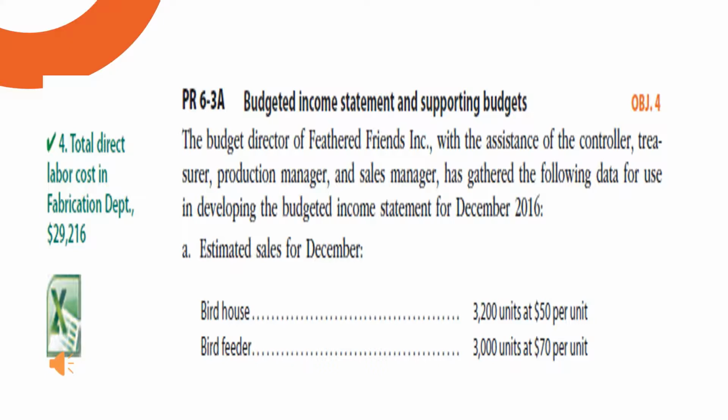Then the problem also told us that the desired inventories at December 31 for direct materials, wood and plastic, would be 220 feet for the wood and 200 pounds for the plastic, while the finished products for the birdhouse would have 290 units at $27 per unit and 250 units for the feeder at $41 per unit.